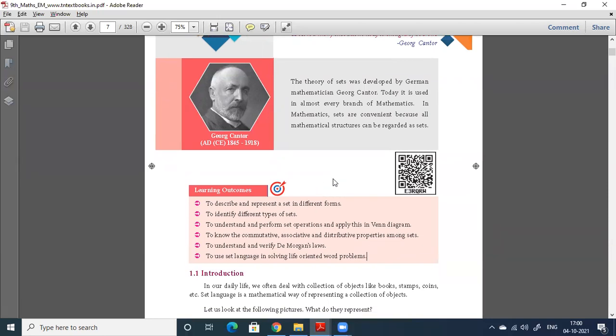9th standard maths is the easiest. 8th has a lot of things to learn. 10th also has some things to learn. But 9th standard mathematics is very easy.